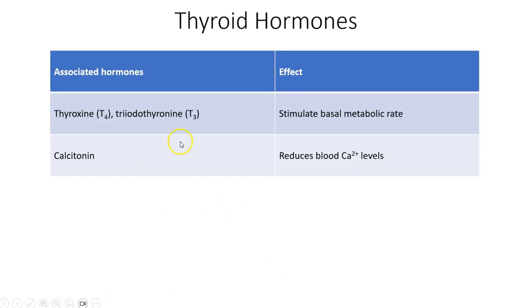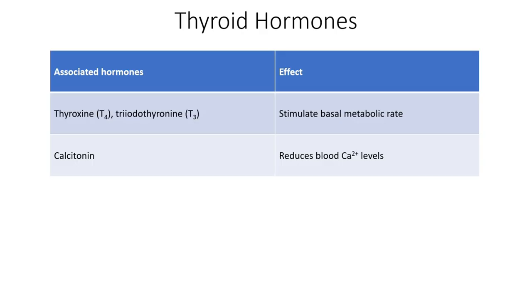So T3, T4, controlling that metabolism. The thyroid gland is also going to produce something called calcitonin, which is going to reduce blood calcium levels. Oops, thought I had another slide. So we won't talk too much about calcitonin, but touching on that a little bit, this is being produced by parafollicular cells. These are slightly different types of thyroid cells.